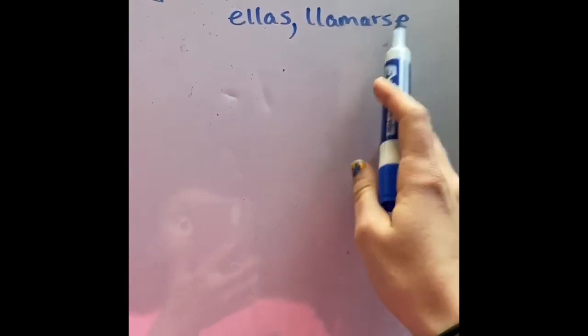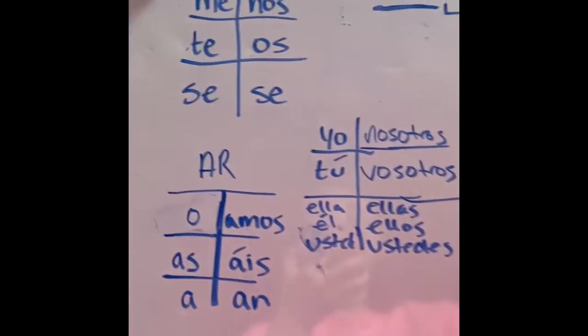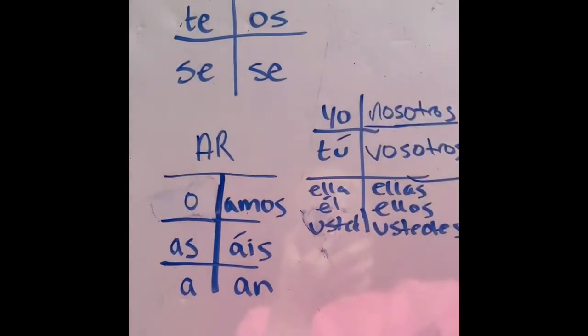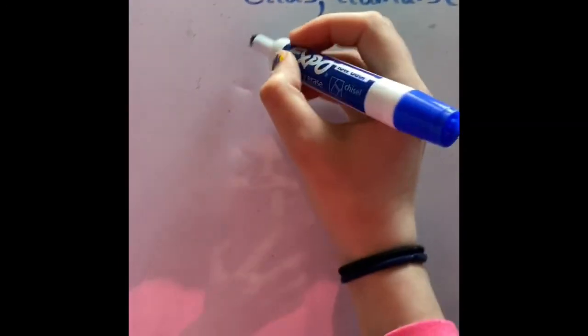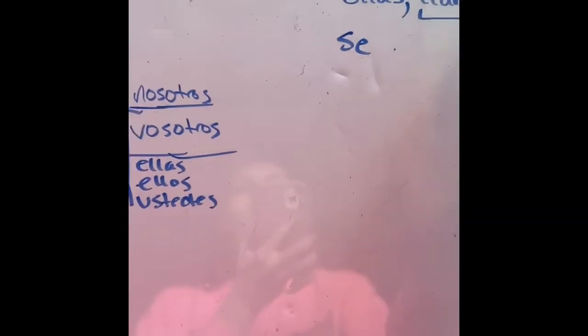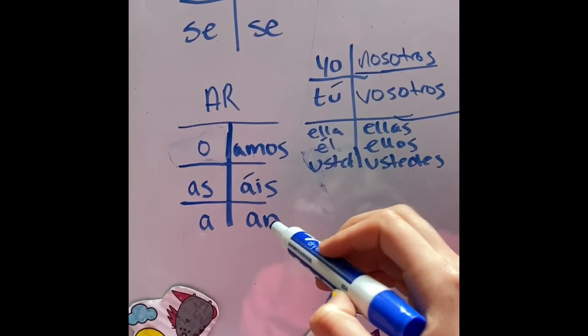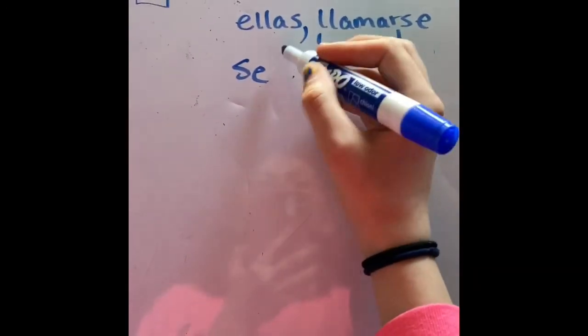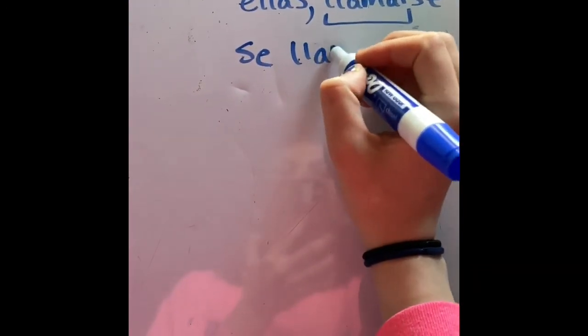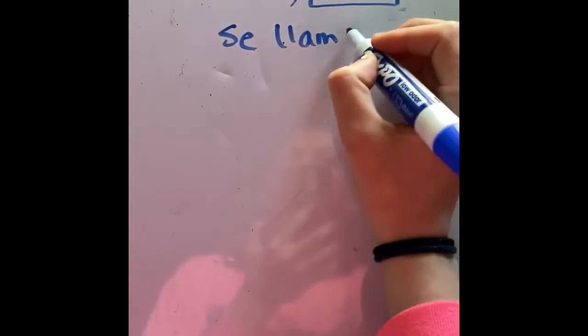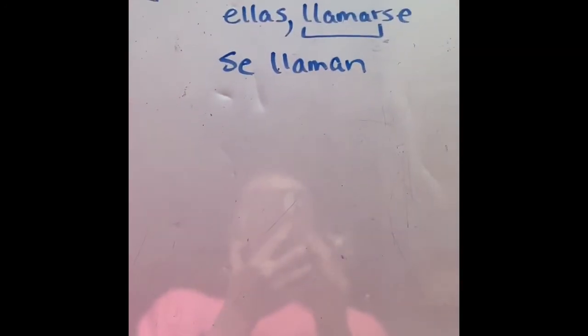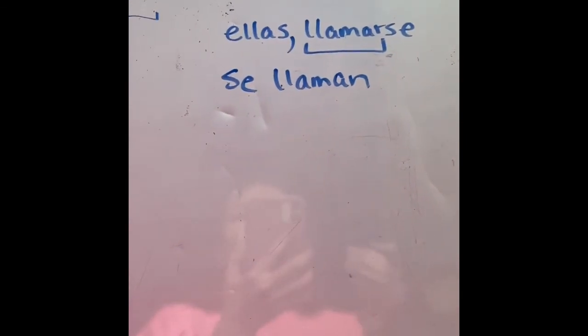Last one. So llamarse, ellos. So the se stays the same. So it starts with se. You're left with the llamar, the AR, and that's the ellos form. So in the ellos form the AR changes to an. So keep the base of the word, llam, and then the AR turns into an, llaman. So you have se llaman is they call themselves.